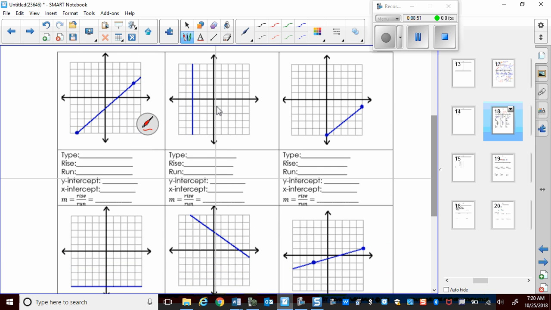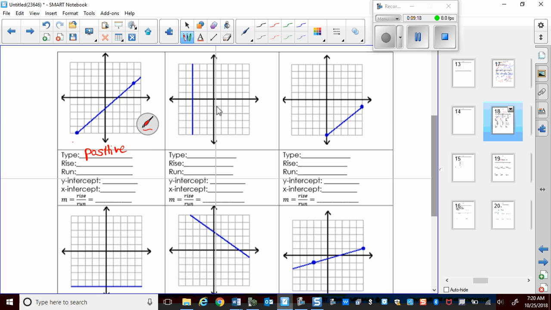Now, in the next section, we're going to be doing a couple different things. We're going to be working on the type of slope, the rise, the run, the y-intercepts, the x-intercepts, and the rise over the run. So first of all, if it's slanted uphill, it's uphill. This is a positive slope.